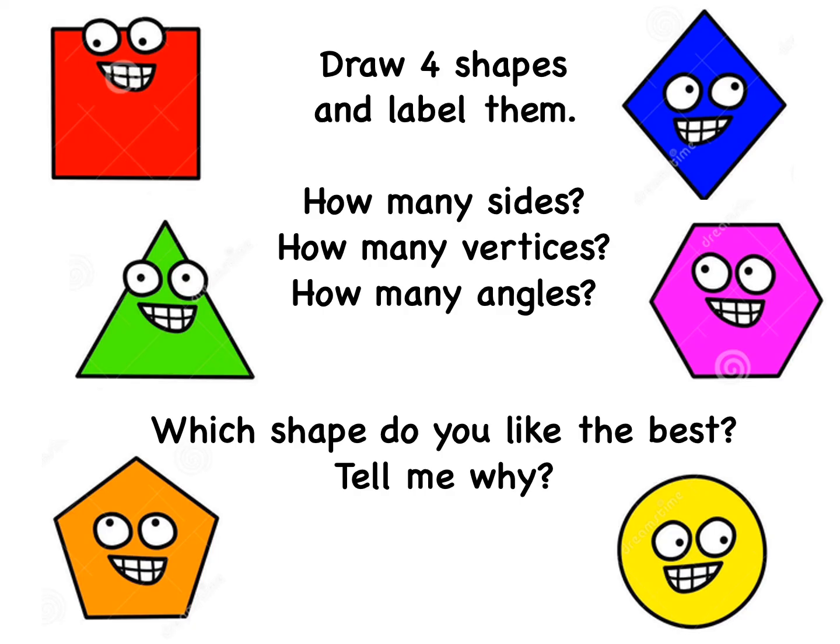Your job today is to draw 4 shapes and label them. Tell me how many sides, how many vertices, and how many angles. And then tell me which shape did you like the best and why. Post this on Dojo so Miss Cullivan can take a look at it, okay? Draw 4 shapes and label them. So if you draw a square, label it a square. Tell me how many sides, how many vertices, and how many angles. And then, out of the 4 shapes that you drew, which shape did you like the best, and tell me why.